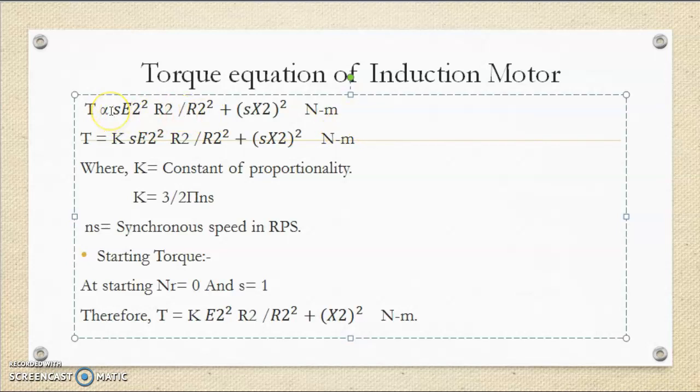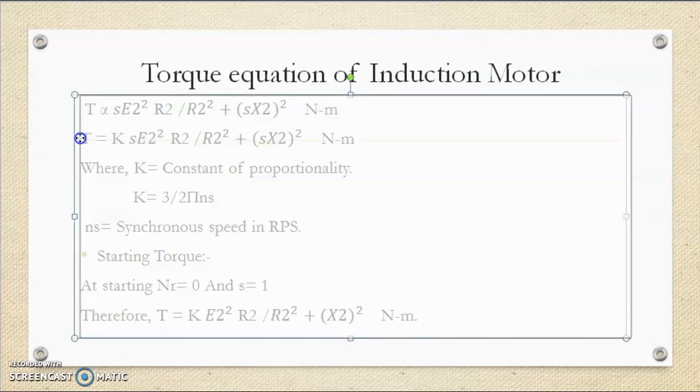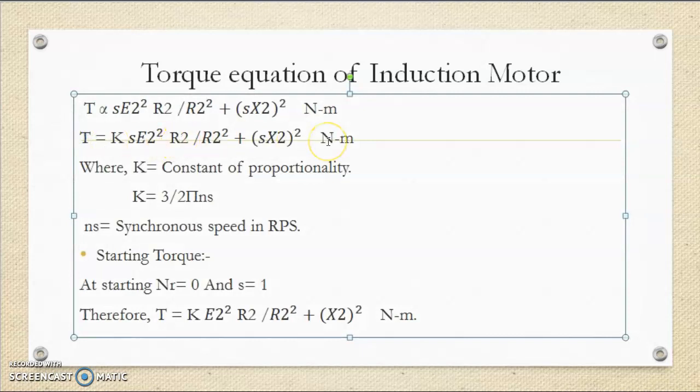Now to erase this directly proportional sign, we will give the constant K. This constant is called the constant of proportionality, and this K is equal to 3 divided by 2 pi ns, where ns is the synchronous speed in RPS. So this is the torque equation in induction motor, the 3-phase induction motor.